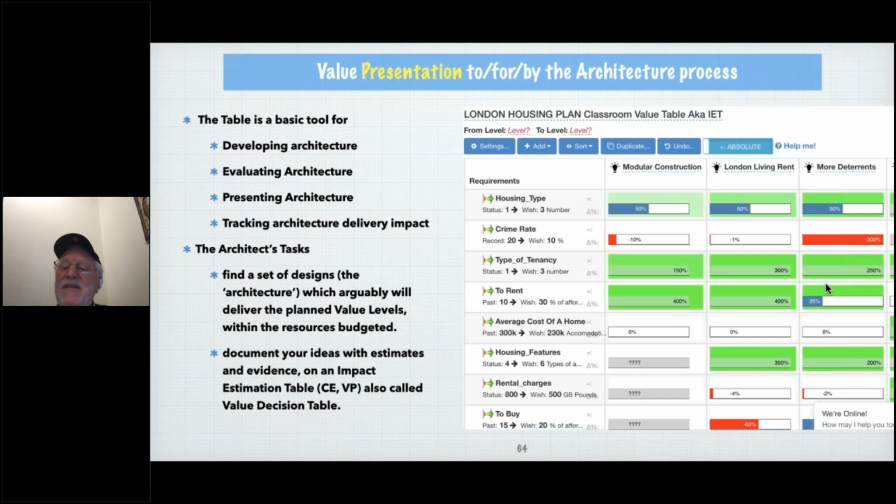And these will have no effect whatsoever on the average cost of a home, so maybe we need some design there. Here we have a situation where modular construction has an unknown effect on rental charges and has two small negative effects from the other designs, and we don't have anything good there. So we don't have any design for impacting the rental charges. But take this as a presentation version of the impact estimation tables.